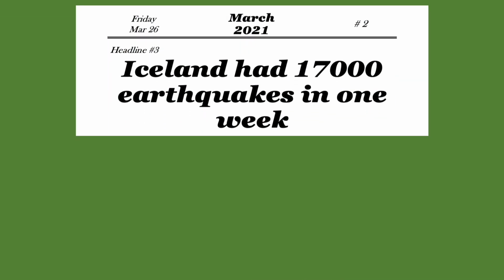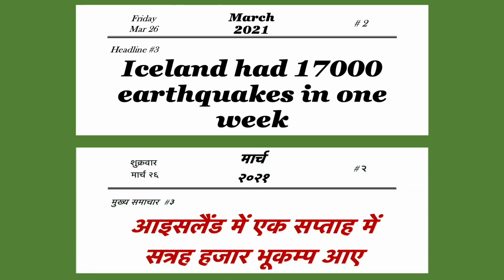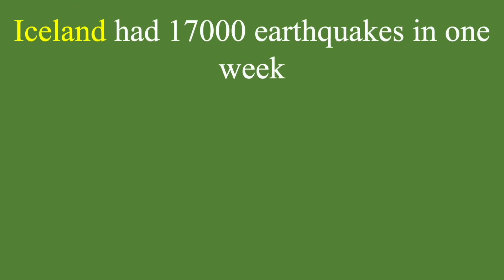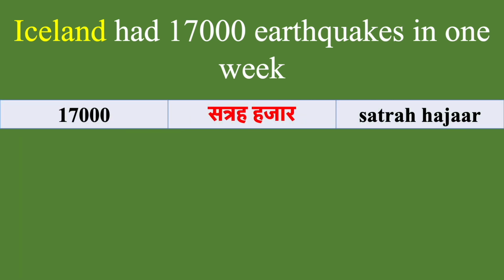Headline number 3. Iceland had 17,000 earthquakes in 1 week. In Hindi, that will be आइसलैंड में एक सप्ताह में 17,000 भूकंप आए. Here, Iceland is in yellow because it's the name of a place and will stay the same in both languages. Let's start with the translation of 17,000. It is 17,000 in Hindi. 17 is 17 and Hajar is 1,000.